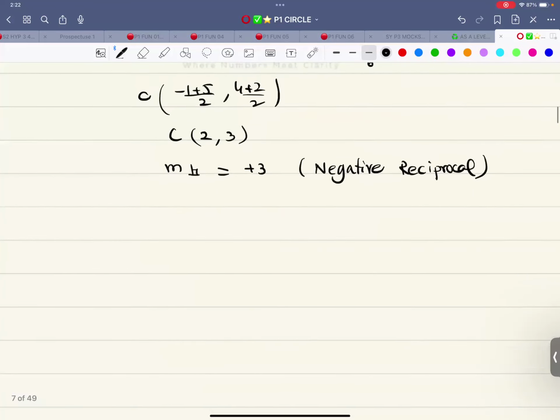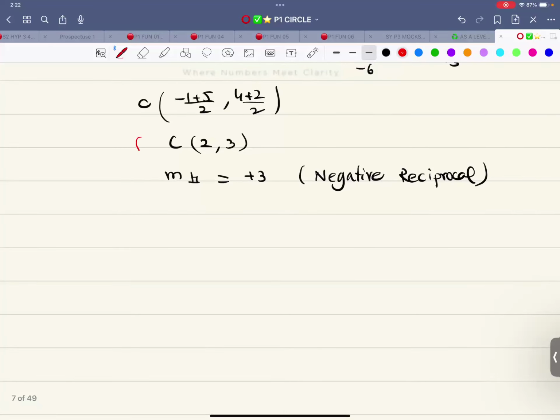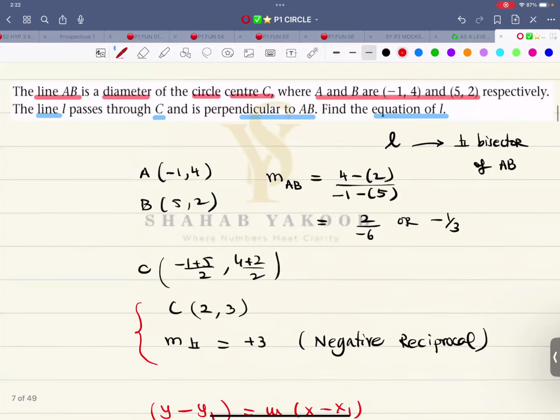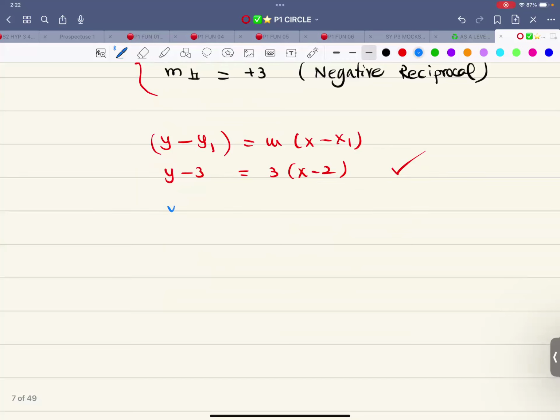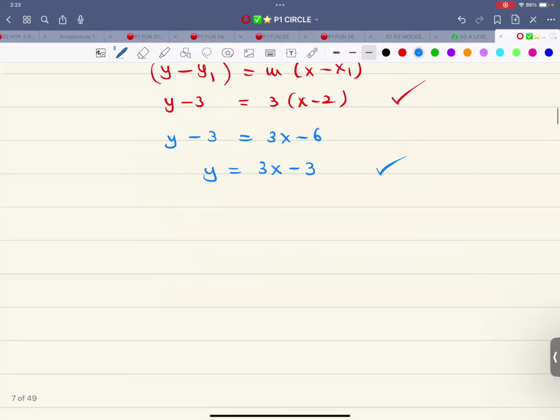So now we have C. Now we have the perpendicular gradient. So y minus y1 is equal to m times (x minus x1). Y minus 3 is equal to 3 times (x minus 2). They have not specified any form, so this is perfectly right. If someone is interested in y equals mx plus c, they can write it like this. Y is equal to 3x minus 6 plus 3, which is minus 3. This is y equals mx plus c.